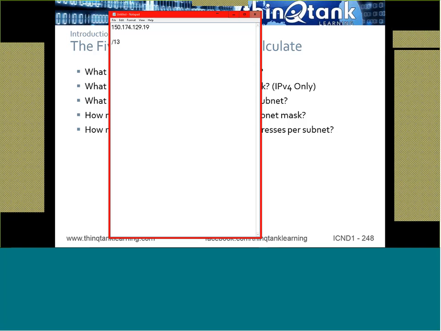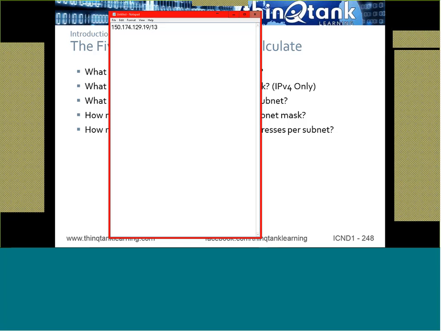I might get an address and a mask, and I'm going to say, okay, what is the network ID for that host? What is the broadcast ID for that host? What is the host range? In other words, what are the usable addresses and so on? All right? So if I look at this address, I can tell you a few things about this particular address.